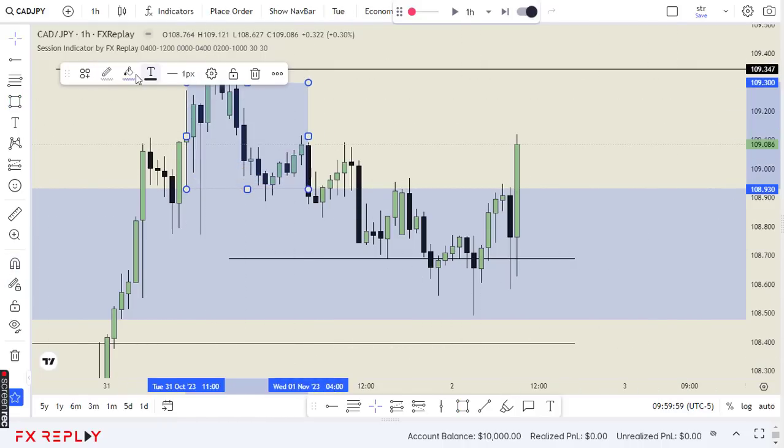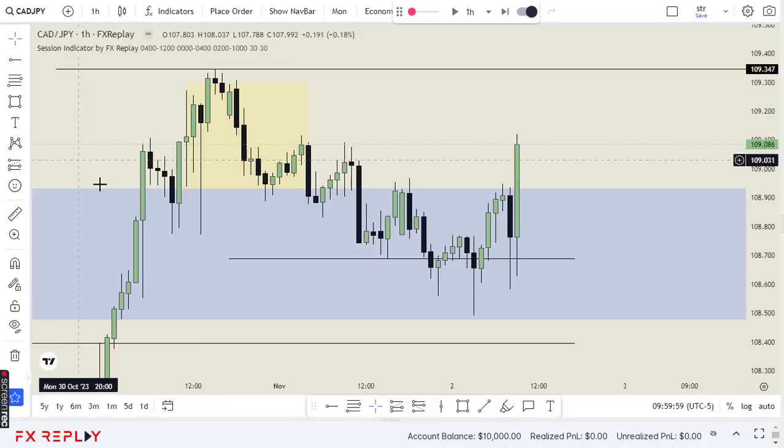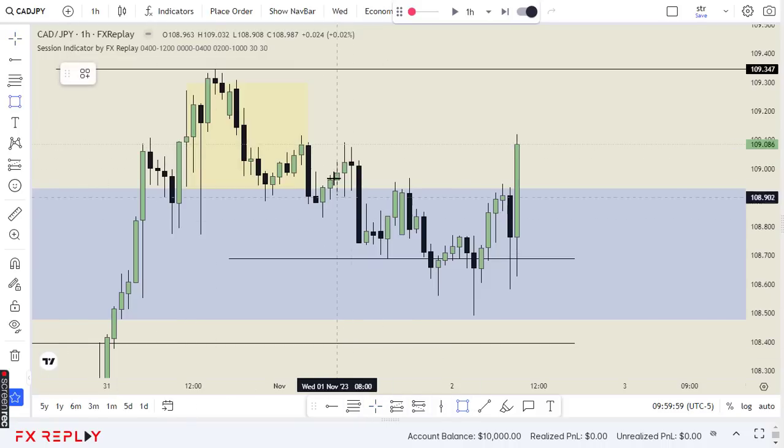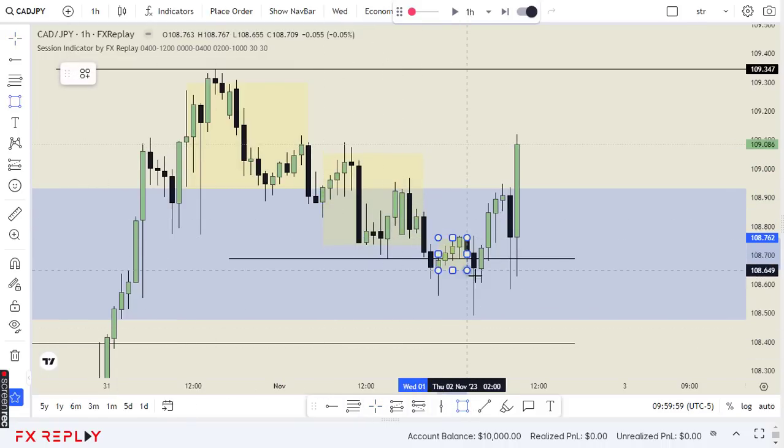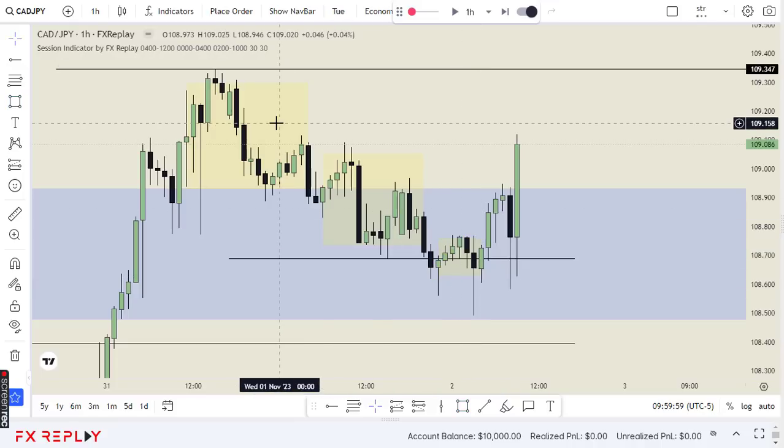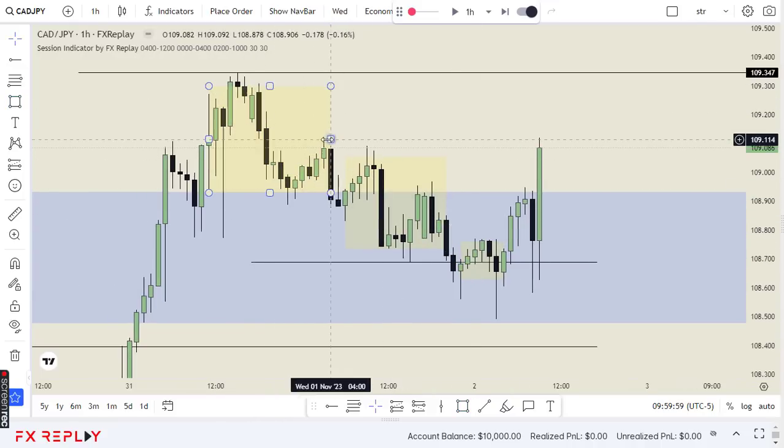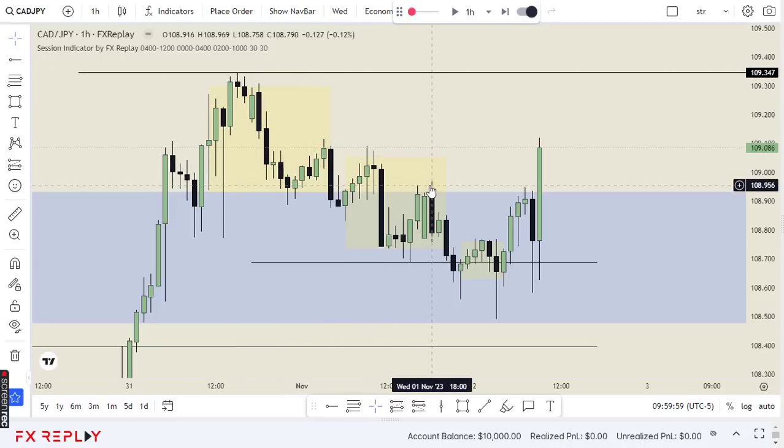Here's that original consolidation. Here's that second distribution of shorts, and we have another one right here. So this is a market maker buy model. We're going to use this to target, and as you can see, we have a lot of filled swings right here. So we have a lot of liquidity. This is called low resistance liquidity.